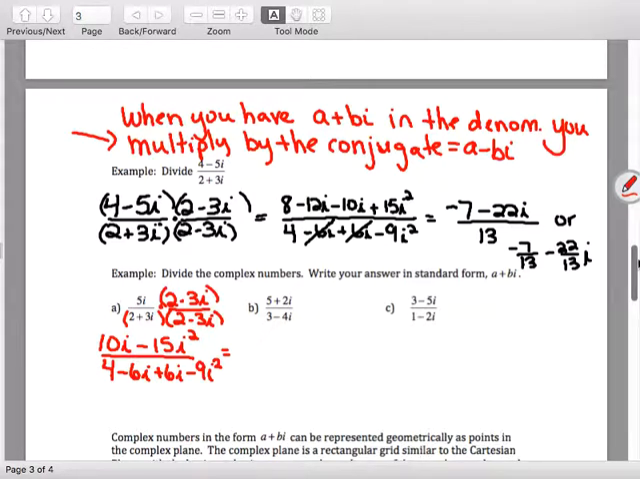Up in the top, negative 15i squared becomes 15, and we always put the real part first, and then it's 4 plus 9, which is 13. So you either leave it like this or split it.